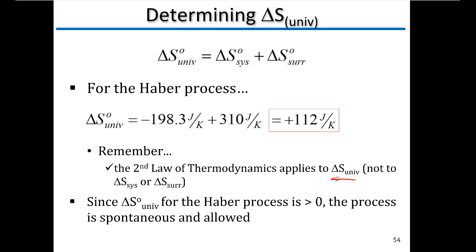So we know that delta S of the universe has to be increasing. Since delta S of the universe for this process is greater than 0, the process is spontaneous and allowed. We'll talk about this term spontaneous a little bit towards the end of the chapter, but for now we're really just interested in this term allowed. Since we increased entropy, we have an allowed process. If we didn't increase entropy, we would not have an allowed process.